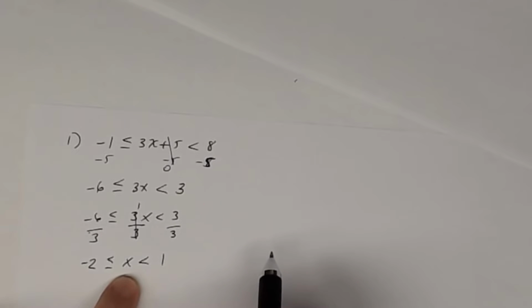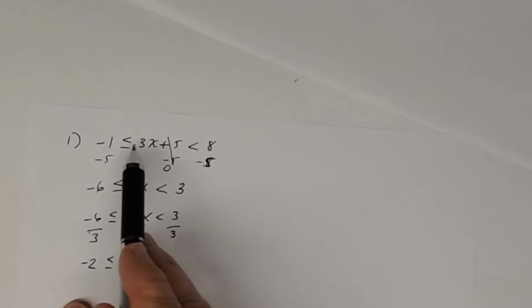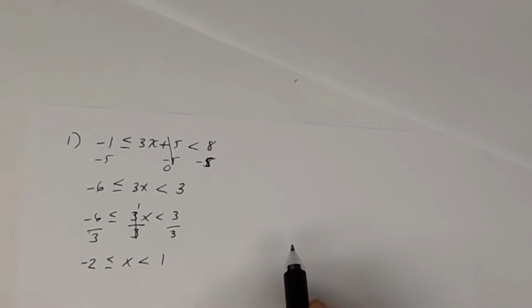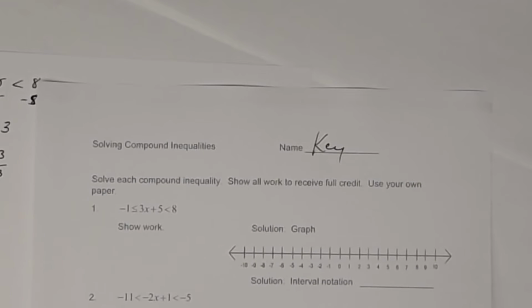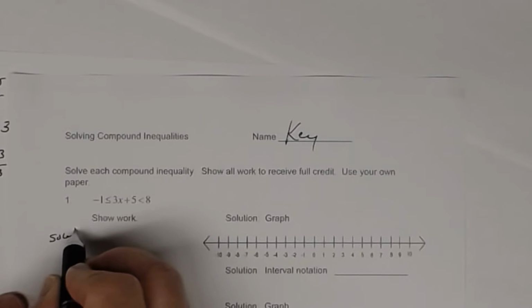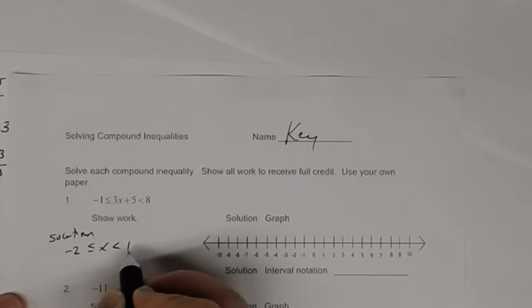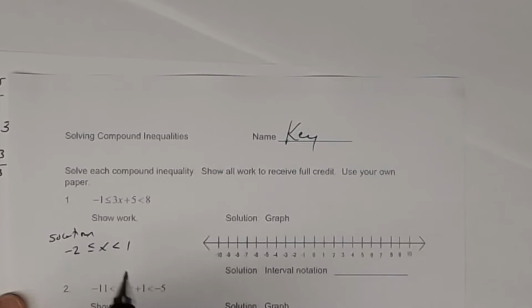So I found the solutions to this original compound inequality. The solutions would be any real number, rational or irrational, that is between -2 and 1. Notice there's an equal sign here, meaning that -2 is a solution, and there's no equal sign here, meaning that 1 is not a solution. But any real number between -2 and 1 will be a solution to this original compound inequality. So the solution is -2 is less than or equal to x, which is less than 1. That's the solution to this compound inequality.